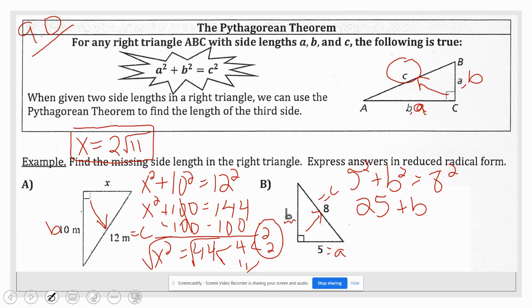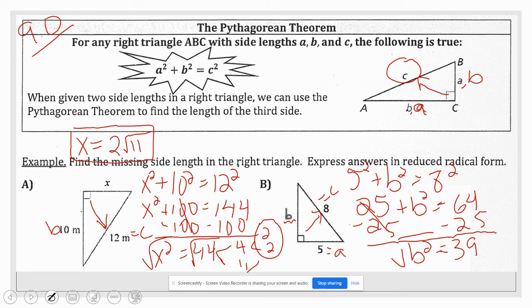It's 25 plus B squared is equal to 64. Subtract 25 to the other side. B squared is equal to 39. And take the square root. 39 is not a perfect square. I can break this down to 3 times 13, but there's no pairs. So I really can't reduce that radical. So our final answer is that B is equal to the square root of 39.